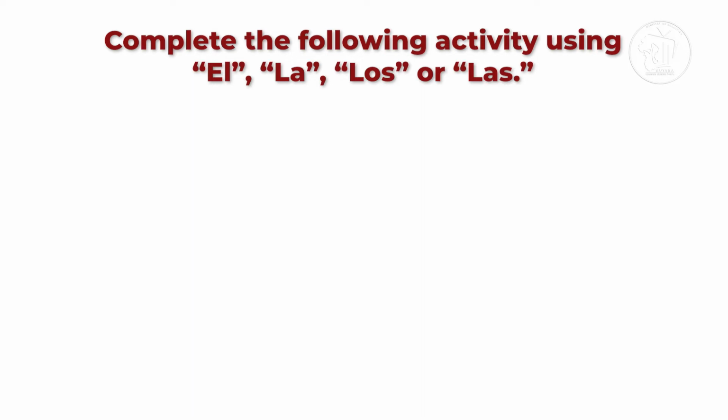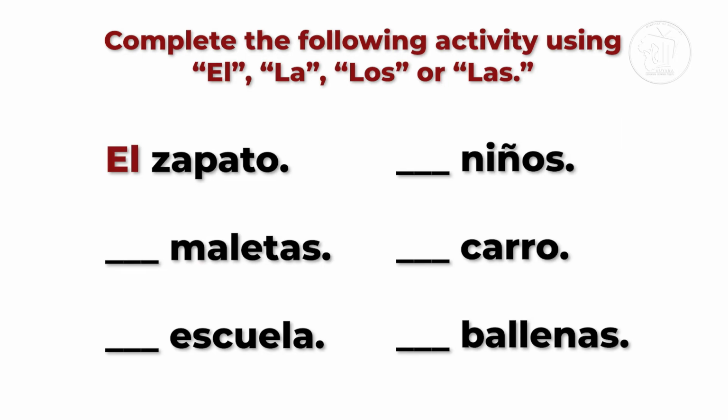With your new knowledge, please take your time and complete the following activity using el, la, los, or las. I've completed the first one for you. So we have the word zapato. Because this noun ends with an O, we use the definite article el, because it's one also. So we say el zapato.